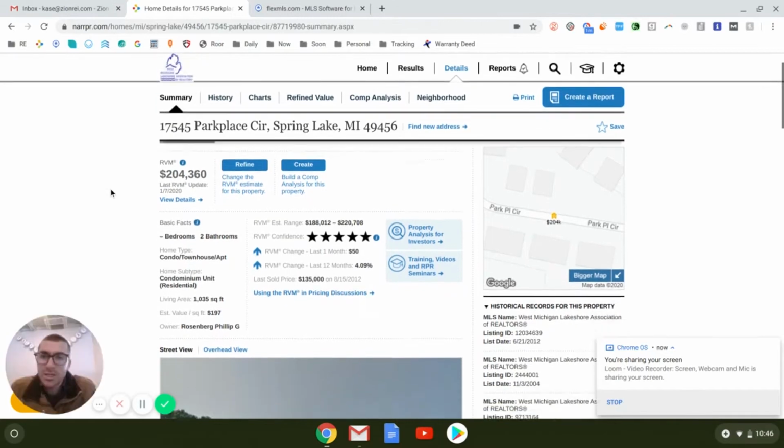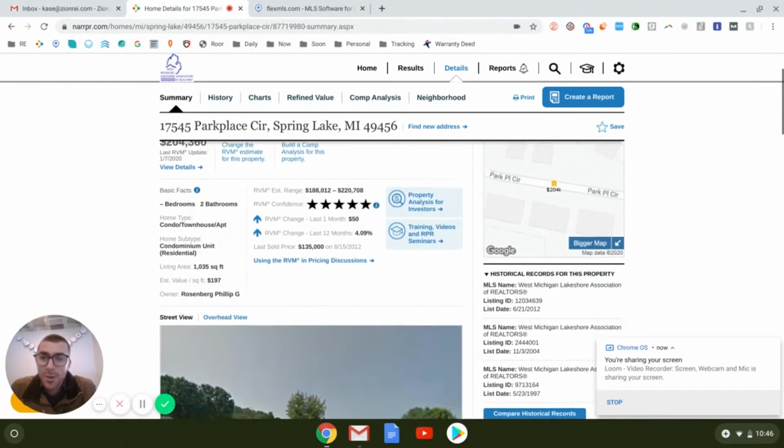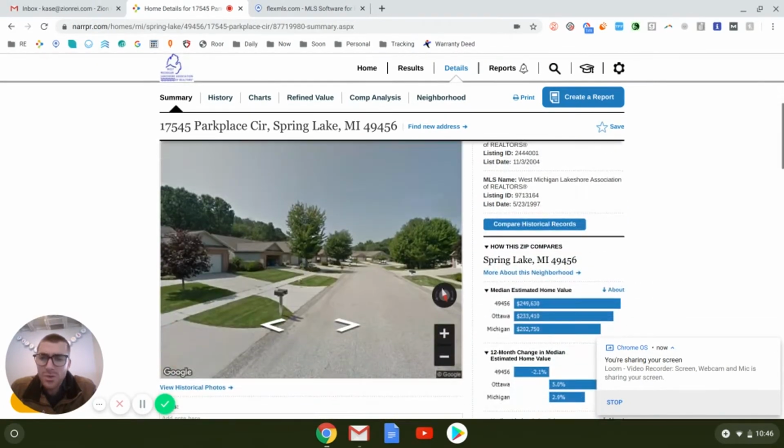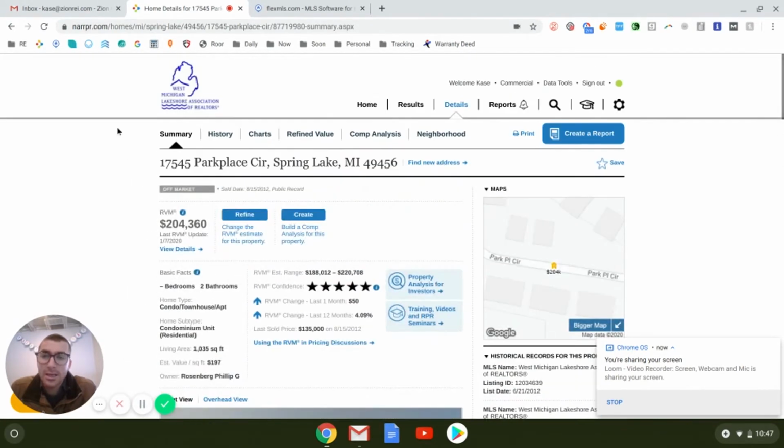So this is just an example. This is a property very close to myself. I live in Spring Lake. I know this area quite well. What I'm going to do is walk through this scenario and determine the condition of the home, what repairs are necessary, and then what I might be able to pay for a house like this, given the comparable. I'm going to get started from the very beginning.